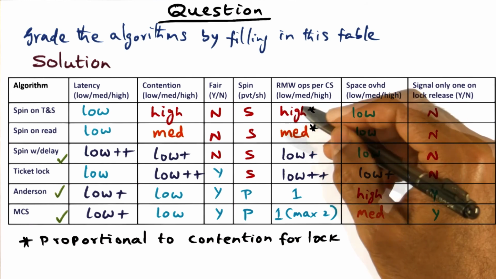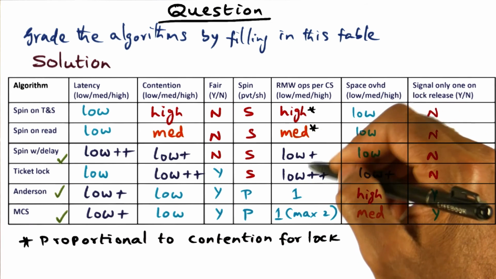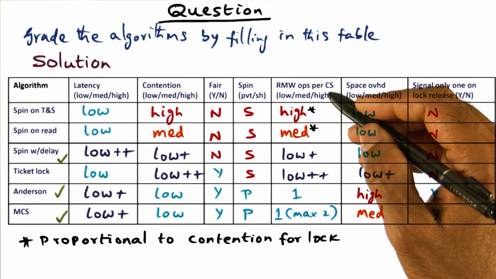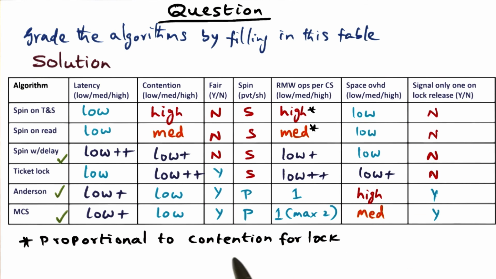But in the case of the spin algorithms, the number of read, modify, write operations that you have to perform per critical section really depends on the amount of contention that is there for the lock.